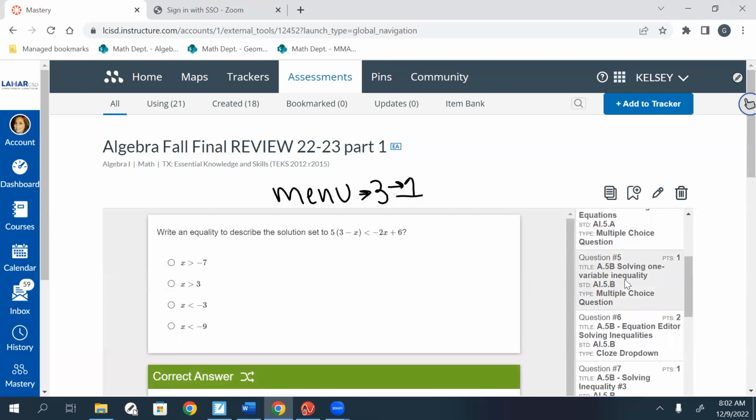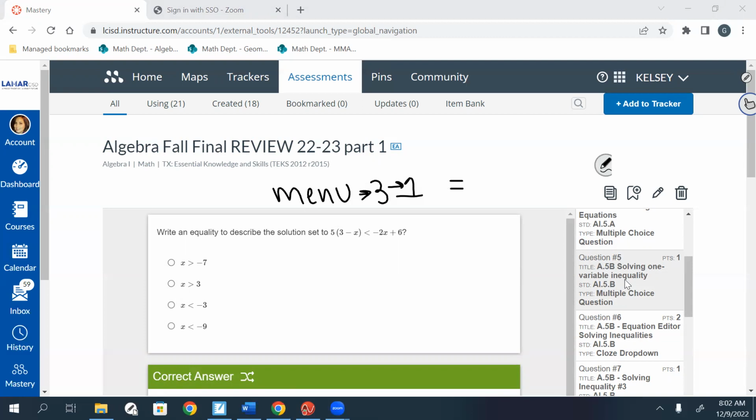Okay, now this one, it says write an inequality to describe the solution set. So this is where we had to first solve this using nsolve. And instead of the inequality symbol, we will use the equal sign. So we got to type this in here.